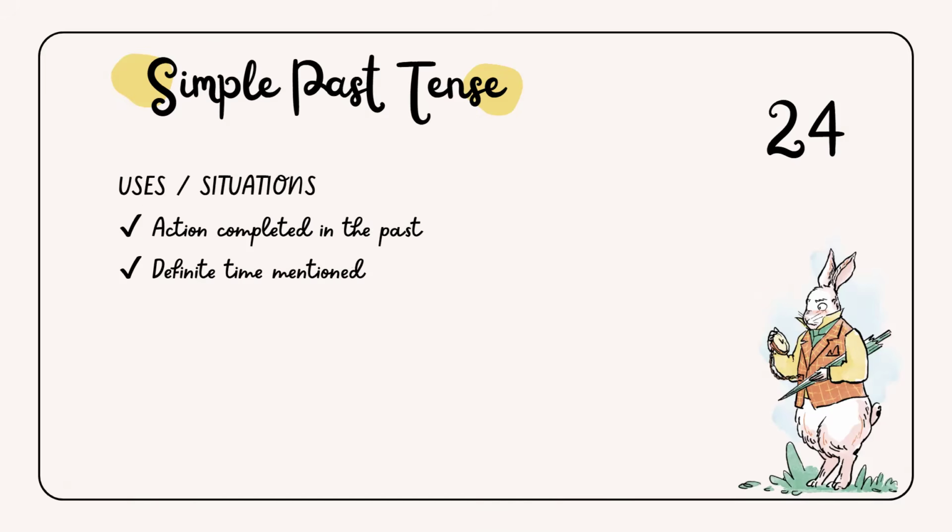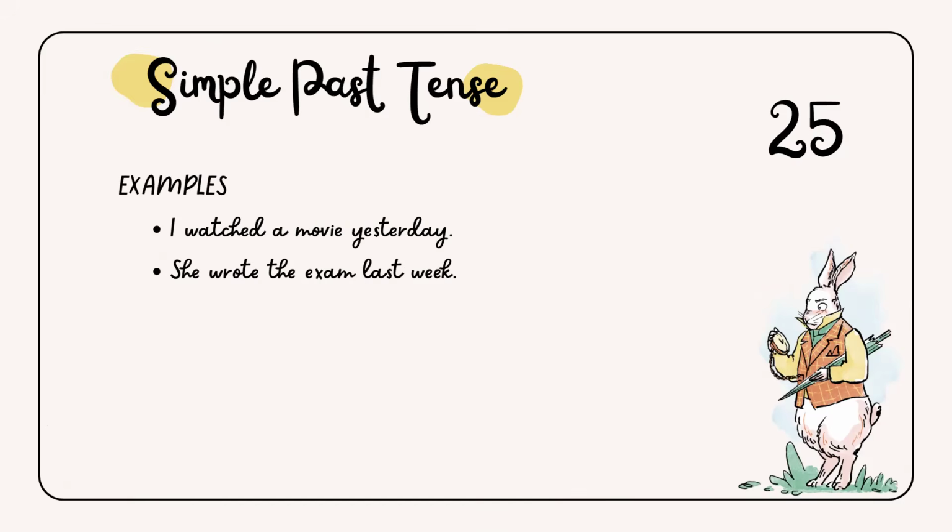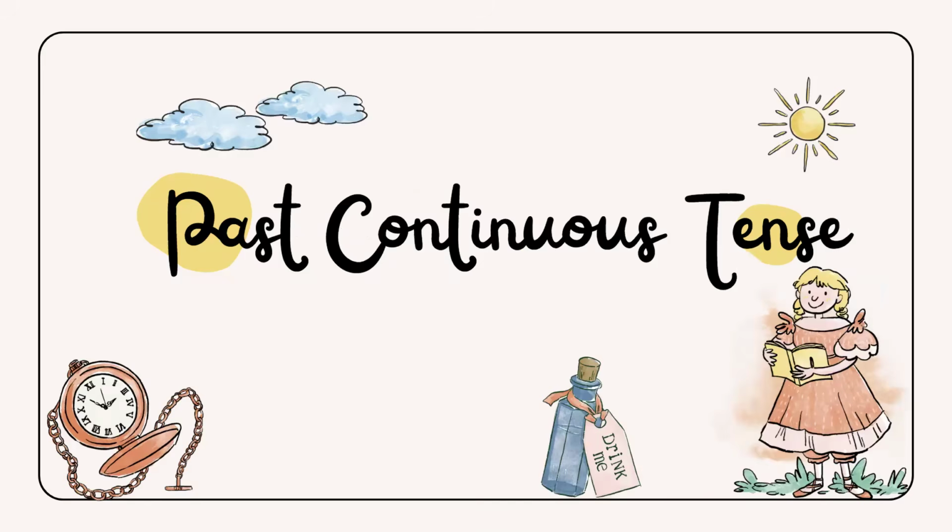These actions represent completed actions in the past, and they actually happened at a definite time which is mentioned in the sentence. For example, I watched a movie yesterday. So, yesterday is the definite time period which happened in the past. She wrote the exam last week. Again, in both the examples, I watched a movie, she wrote the exam, the actions are completed in the past and do not have any relativity to the present. This is very important. You need to understand this.